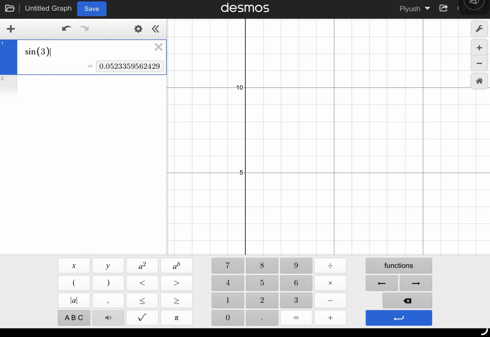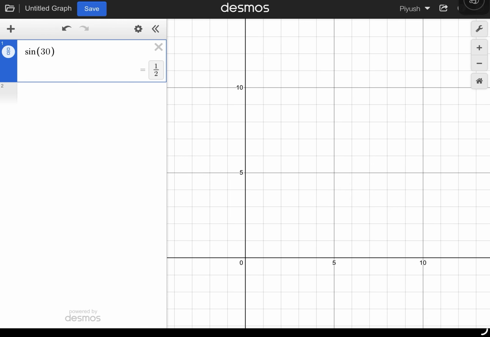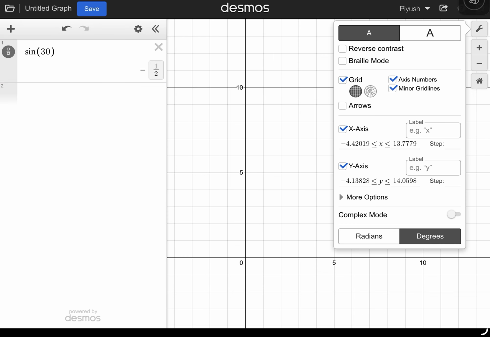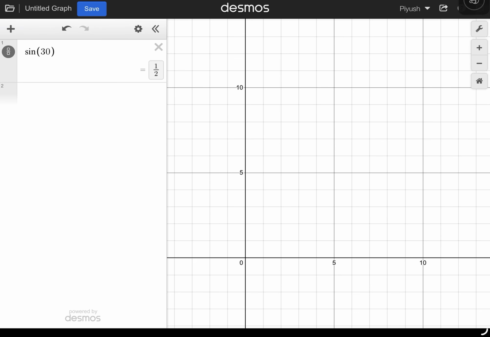Well, that's pretty simple, right? You can just type in sine of 30 and it will give you 0.5. Again, that's pretty much something you should already know. Sine of 30 degrees is 1/2. But if you just want to check, or if you forgot, just make sure you change it to degrees, and then type in your trigonometric expression. It will give you the value.